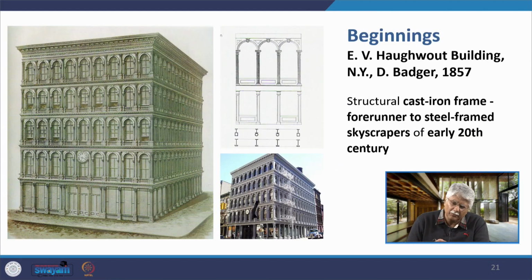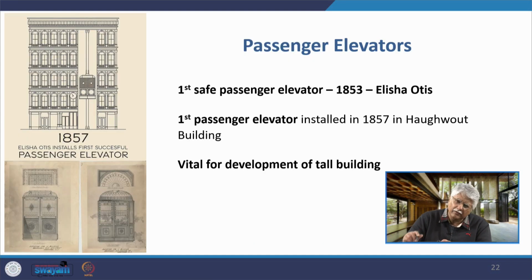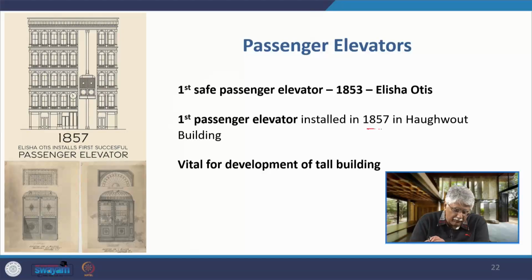The beginnings were made in a building called the E.W. Haughwout Building. Its structure was in cast iron frame, and this was the forerunner of the steel framed skyscrapers of the early 20th century. One of the major developments during this time that aided in the rise of the skyscraper was the invention of the first safe passenger elevator in 1853 by Elisha Otis. It was installed in the Haughwout Building in 1857, and this is vital for the development of the tall building.